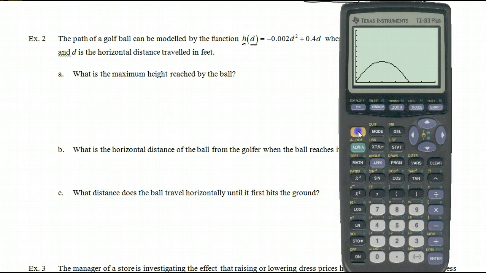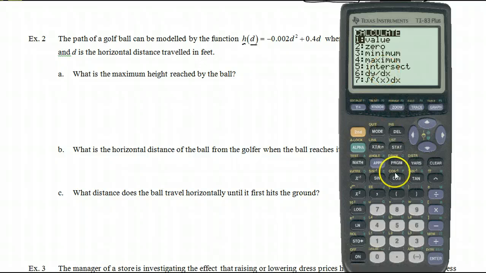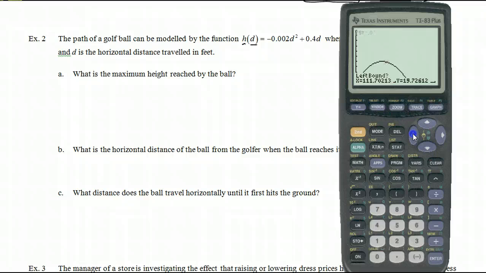Maximum height reached by the ball. Second function, calc. Number 4 is maximum. Left bound. So we want to stay on here, move over to the left. So I need to be left of the maximum. Hit enter. Right bound. Let's hold down the trace key. Trace over to the right of the maximum. And it needs a guess, so we'll go up to the middle. And you notice here we've got arrows showing where our boundaries are, so we're looking in between these two. And we hit enter.